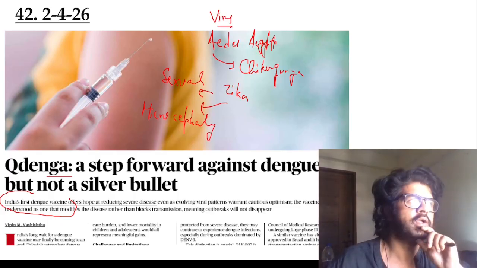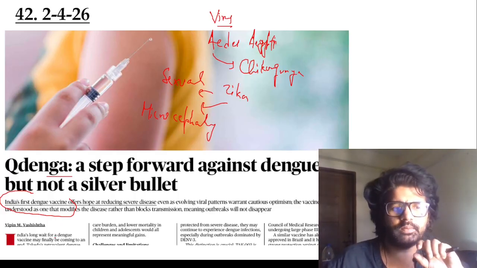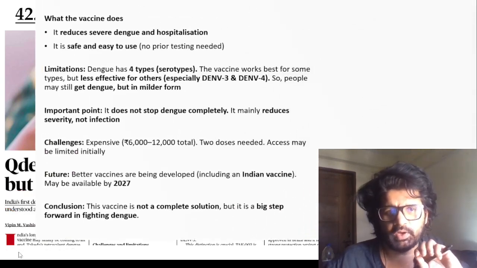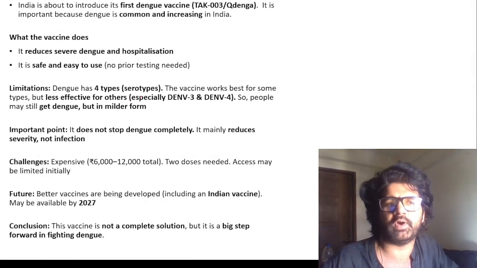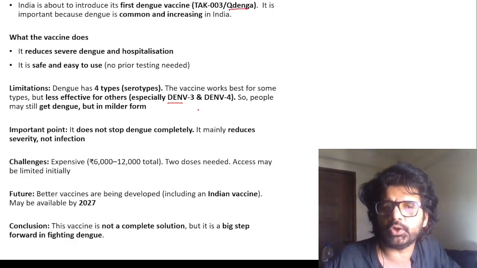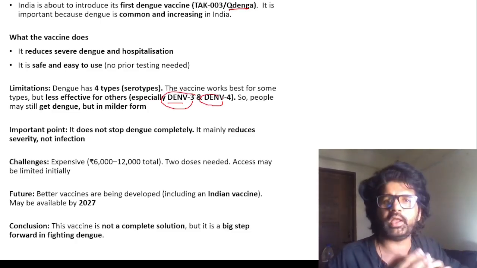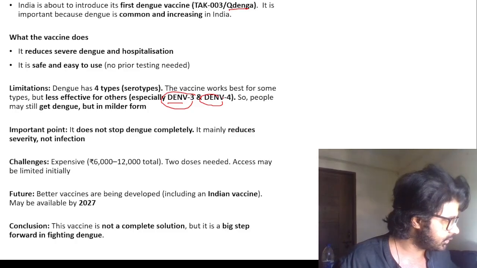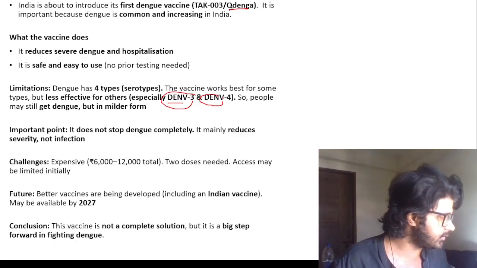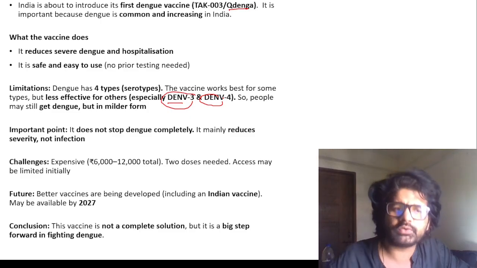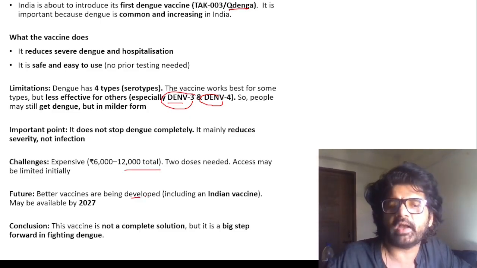So Qdenga, India's first dengue vaccine. But there are different serotypes of dengue virus. Serotypes means different types of viruses are there. Dengue 1, 2, 3, 4. So this Qdenga will work against Dengue 1 and 2, but is less effective against Dengue 3 and 4. So it's not like if I've taken Qdenga, I won't be facing any issues with other serotypes. And also it is expensive right now. Better vaccines are being developed.